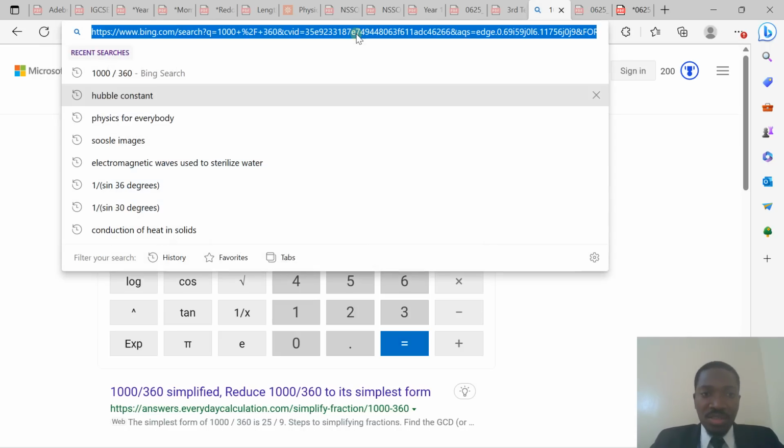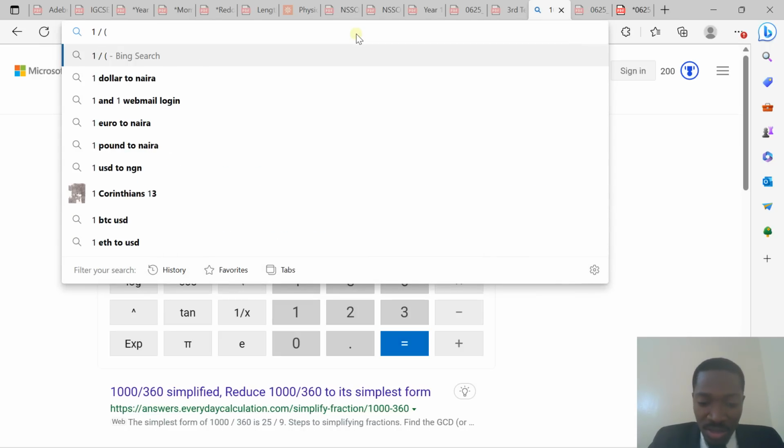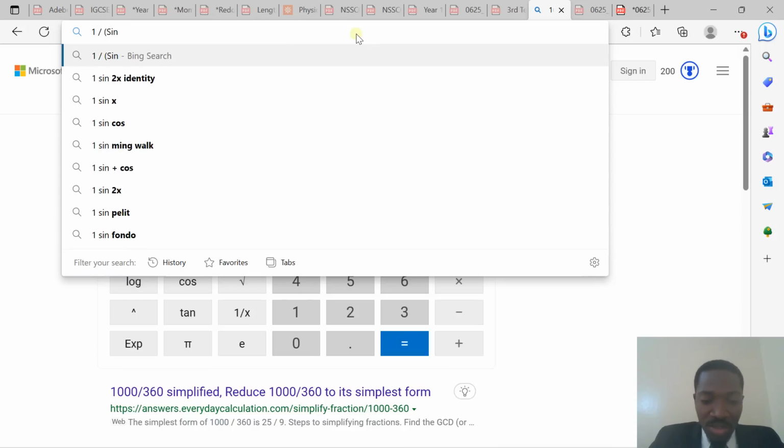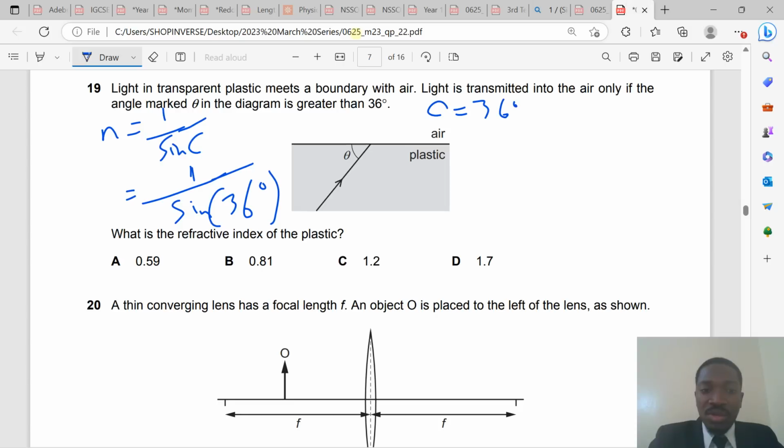1 over sin 36 degrees, 1 divided by sin 36 degrees, gives 1.7. So that should be the correct answer, 1.7, option D.